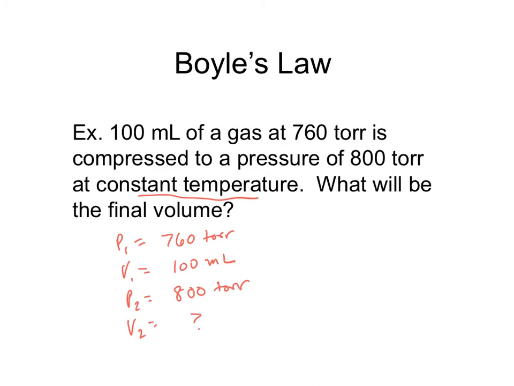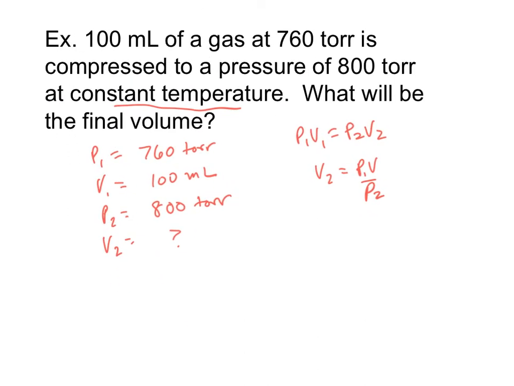So you know your equation, P1 V1 is equal to P2 V2. Solve for V2: P1 V1 over P2, and things should work out fine. So P1, 760 torr, V1, 100 mL, divided by P2, 800 torr. Solve for V and it'll be in milliliters.